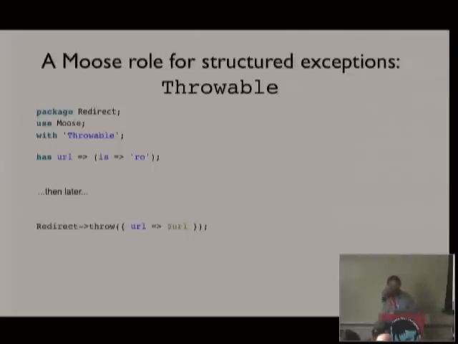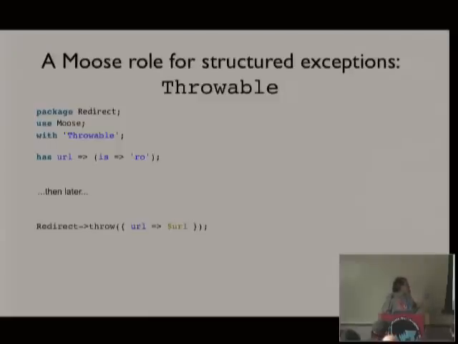So Rick, everybody say hi to Rick. Hi, Rick. Rick has a really nice Moose role called Throwable that I like a lot. That's basically Class::Exception with all of the stuff that was duplicated in Moose in terms of generating classes and all that stuff stripped out, and you just use Moose for that, and it ends up being like 20 lines of Throwable code. So it's a role.